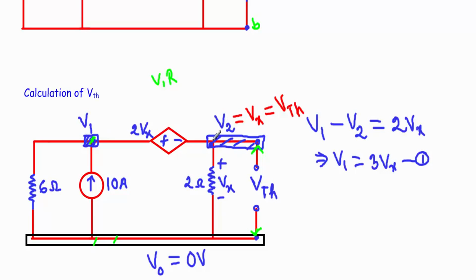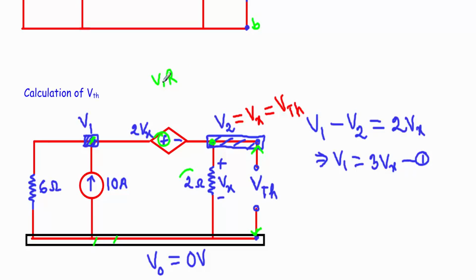Here V2 is the voltage across this terminal, the same voltage across these 2 ohm, which is equal to Vx, and this same voltage is equal to Vth. So I can write V2 equal to Vth equal to Vx. Now if I apply supernode analysis, at first I take the difference of this node and this node. This node has a voltage of V1 and its positive terminal is connected at this point, so I write V1 minus V2 equal to the value of this voltage source 2Vx. Here V2 equal to Vx, so I can write V1 equal to 3Vx.